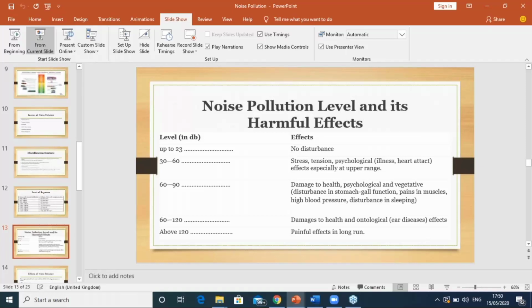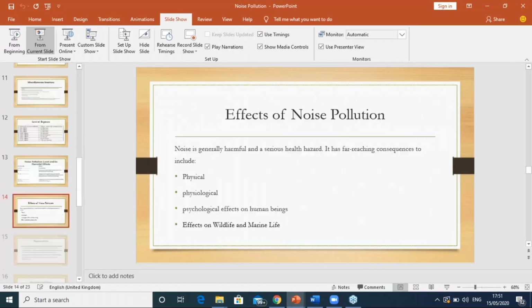Then from 60 to 90, it starts causing damage to your health. We see that it's connected to some kind of disorder, some disturbances you feel, high blood pressure, disturbance in sleeping, as you expose yourself between 60 to 90. And then from 90 to 120, that's in fact a defect, especially ear diseases and the rest of them. And then above 120, painful effects in the long run. That can lead to total deafness, which will stay with you for a very, very long time. So those are the noise levels and of course the harmful effects.